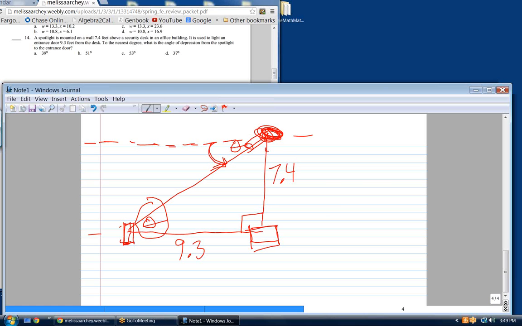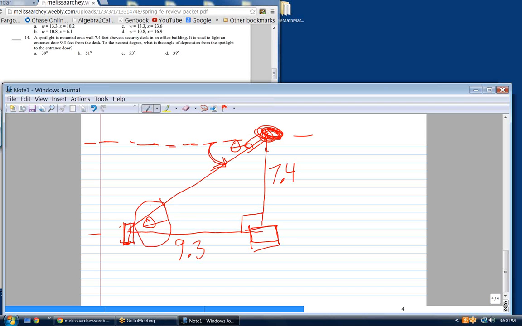No. This theta up here is not inside the triangle. That's outside the triangle. It just happens to be the same angle as this lower left angle in the triangle, because this line is parallel to this line. That makes this angle equal this angle, which is good because we know how to solve for that angle.